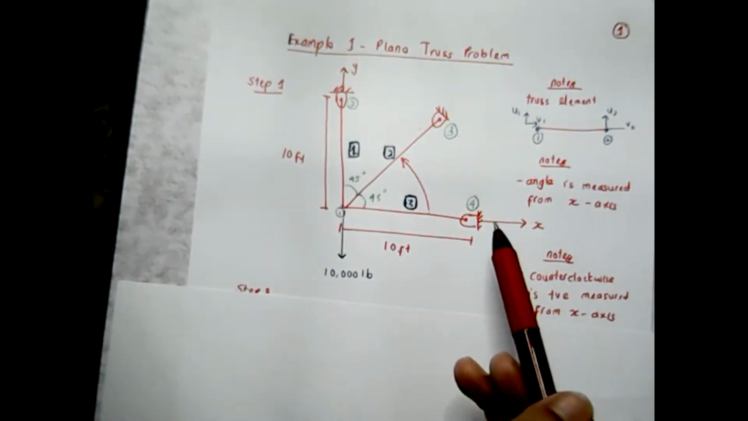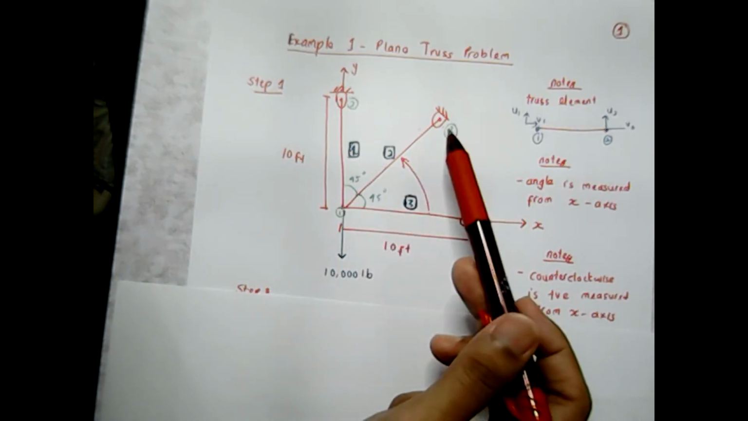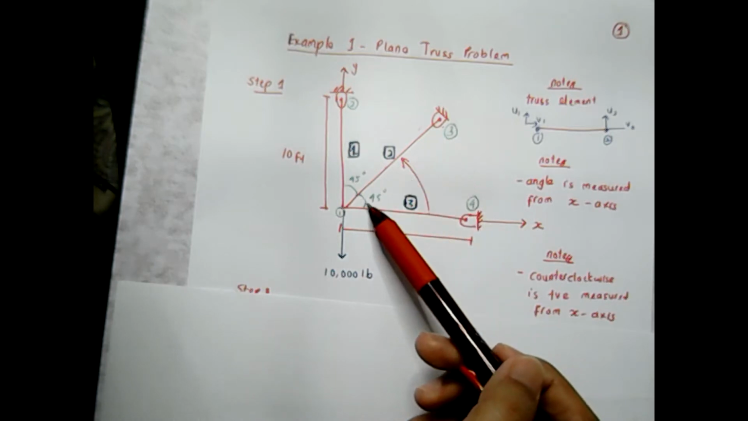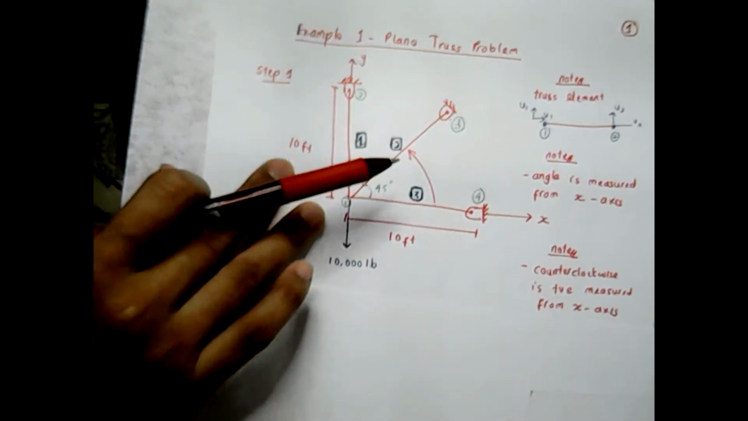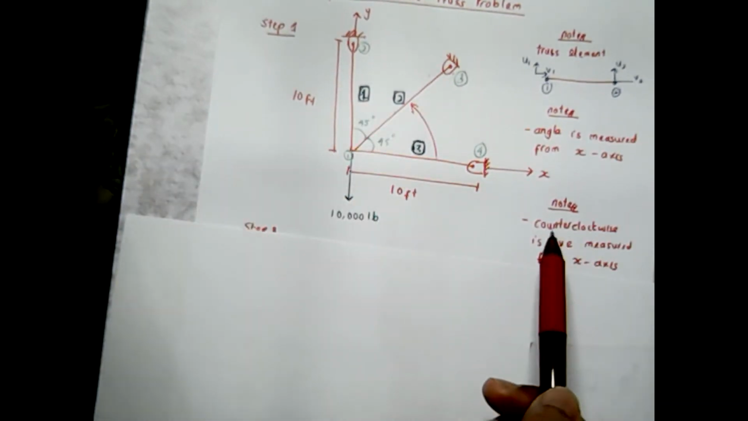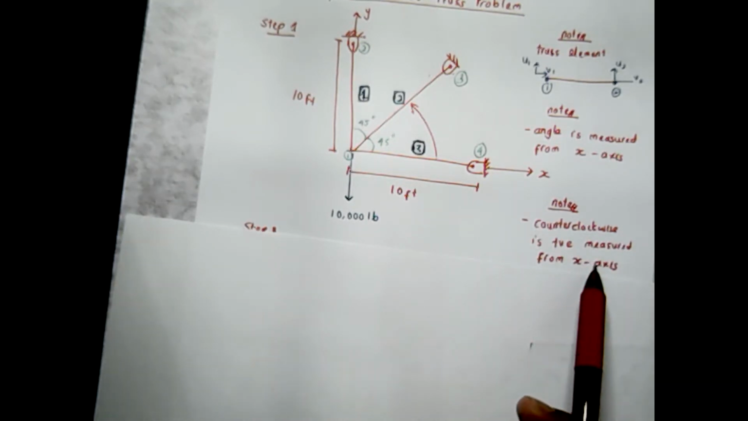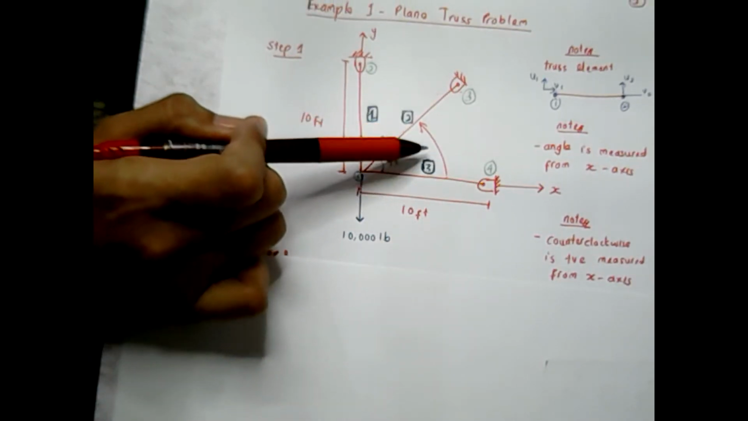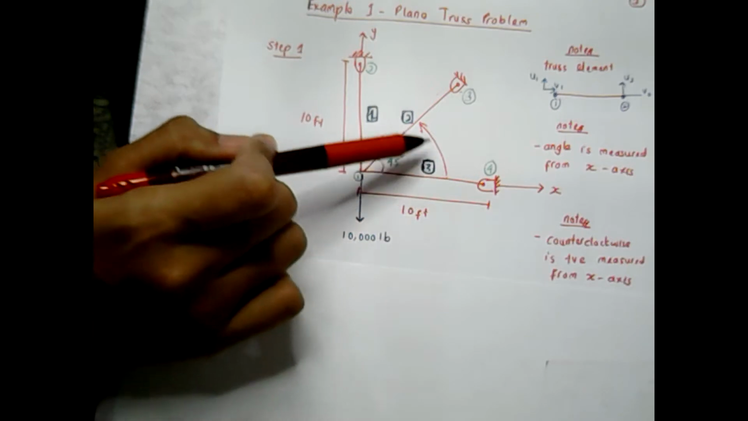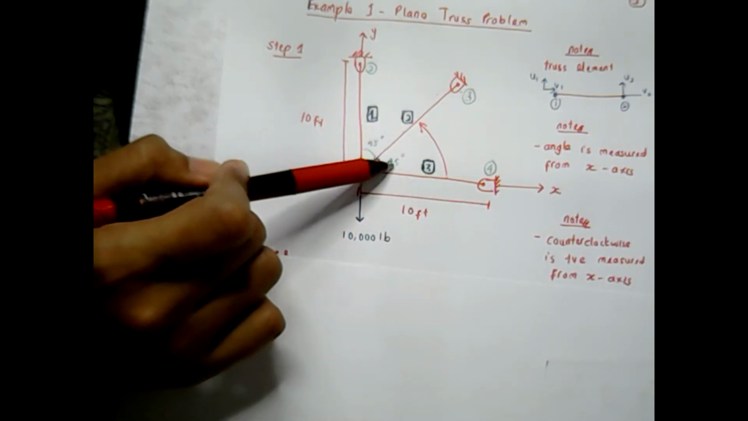So in this case, for member 2, which is governed by node 1 and node 3, the angle is 45 degrees, and it is positive because counterclockwise is positive, measured from the x-axis. If you look at the derivations in these equations, the angle measured from the x-axis to the member that we determine is positive.